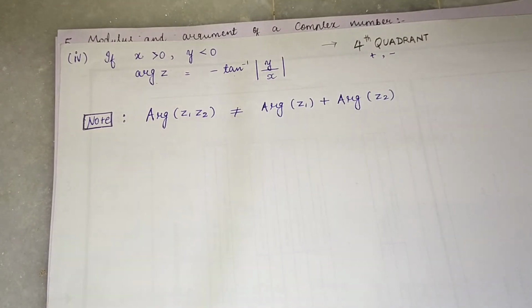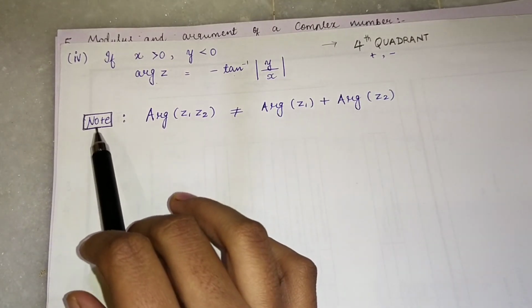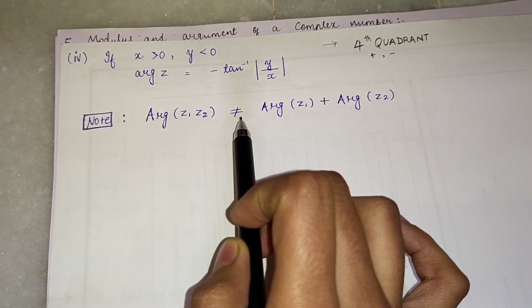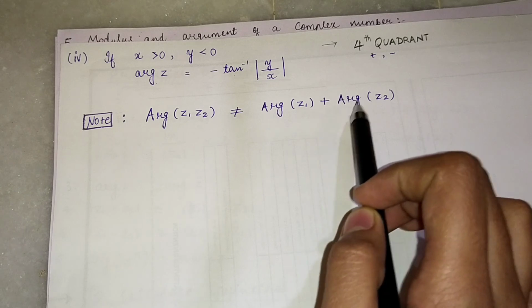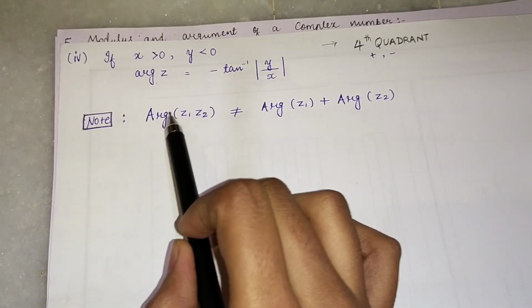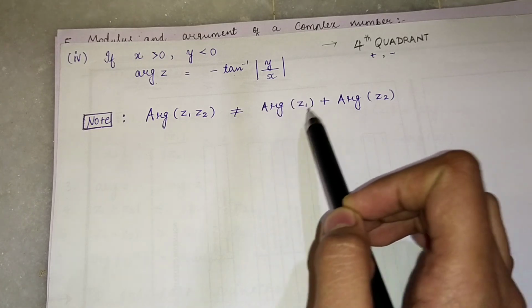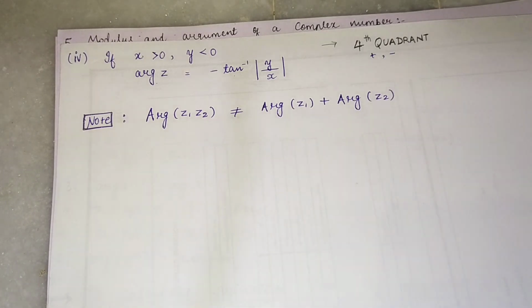It is important to note that arg of z1 z2 is not equivalent to arg z1 plus arg z2 for principal arguments. So in the next lecture we will see different examples of principal argument and modulus.